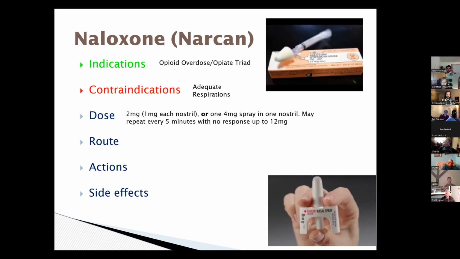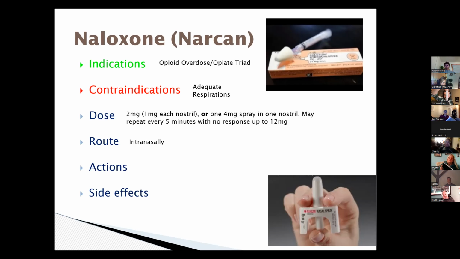Okay, so route for Narcan, intranasal. So the only way that you guys can give it is up the nose. Very simple with this one. You just insert this side into the nostril. You press the button, it'll happen. Versus this one, you do have to read the markings on here. You can see that.